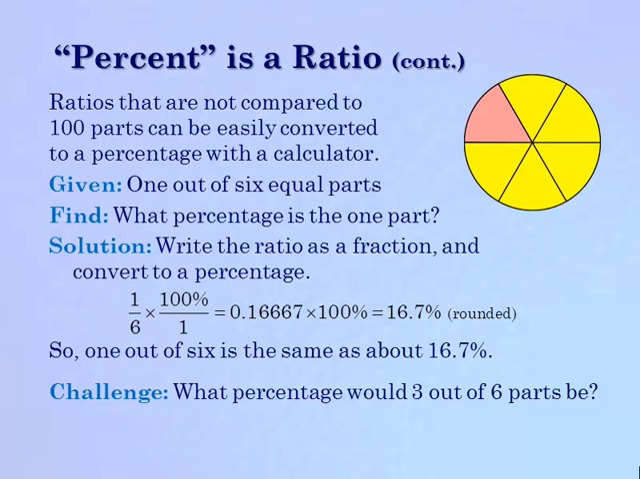Now, what would the percent be for 3 out of 6 parts? Can you think through that one? Well, without actually showing it on the screen here, I bet you already know that 3 out of 6 is going to be a ratio of 0.5 times 100%, which is 50%. Good for you.